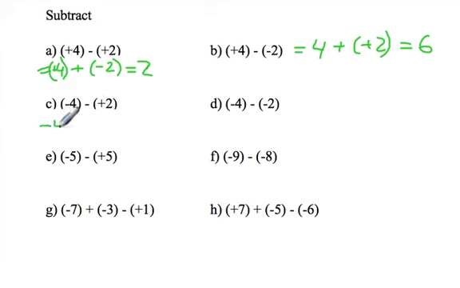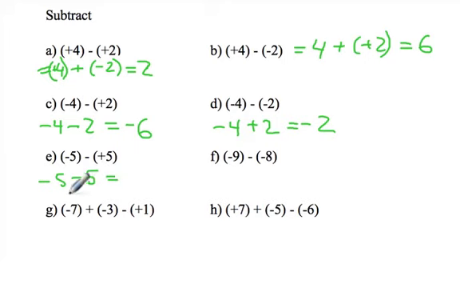thinking of these questions. So we have negative 4, a negative and a positive, -2, and that equals -6. Here we have -4. Negative and negative is a positive, and -4 plus 2 is -2. Here we have -5. Negative and a positive is a negative, and -5 is -10. Here we have -9 plus 8. Negative and a negative makes a positive, and that equals -1.